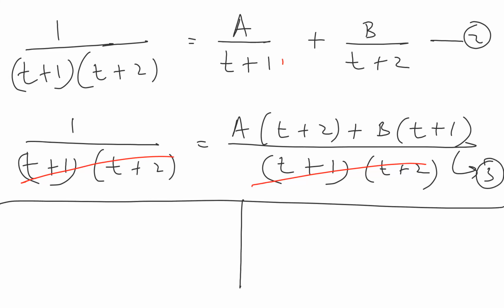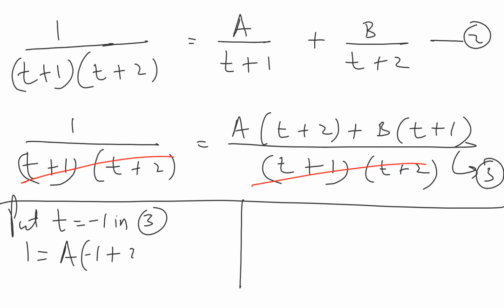Now look at the first factor, that is t plus 1. Equate t plus 1 to 0. We'll get the value of t as minus 1. So put t equal to minus 1 in equation number 3. So 1 is equal to a into minus 1 plus 2, b into minus 1 plus 1. If you solve this, b will be eliminated and the value of a will be 1.